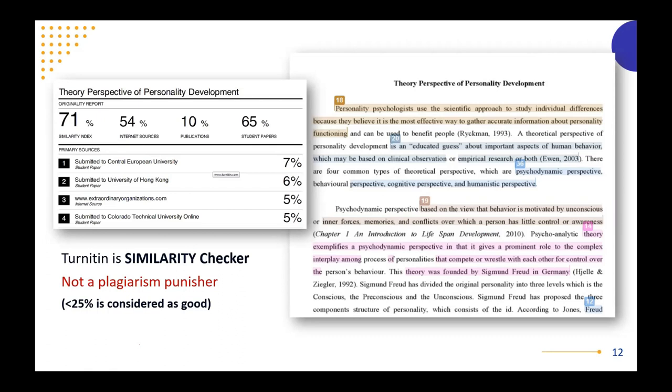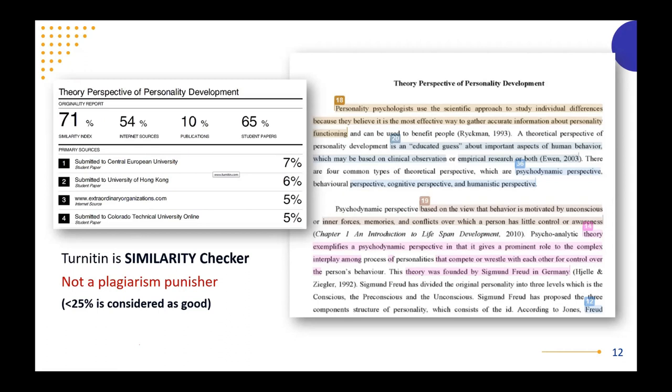A lot of people misunderstood this. Turnitin is actually a way to detect similarity, but by no means does it mean you are totally plagiarizing. Sometimes your sentence could sound similar to other people's, even though you didn't even bother copying other people's ideas. So it's a similarity checker.